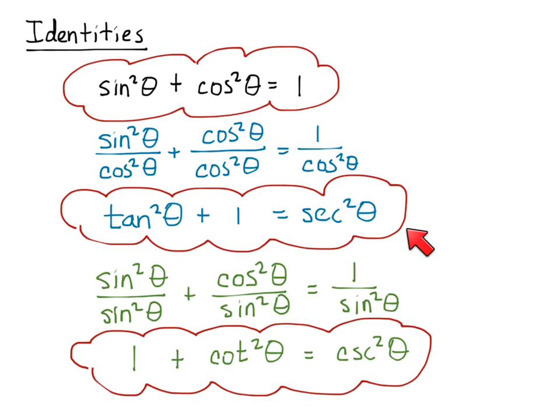This one will be fairly important in calculus when we're doing integrations and things of that sort of transcendental functions. This one's going to come up a bit. Not quite so much this one, but certainly this tangent squared theta plus 1 is going to be an important identity.